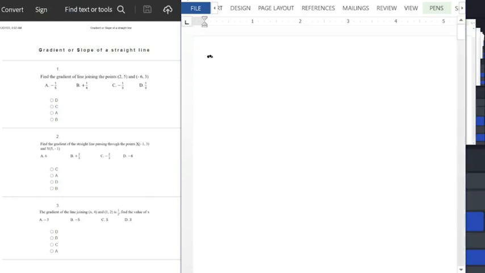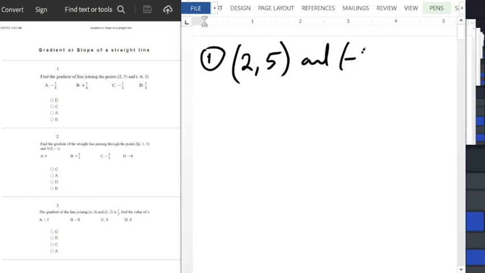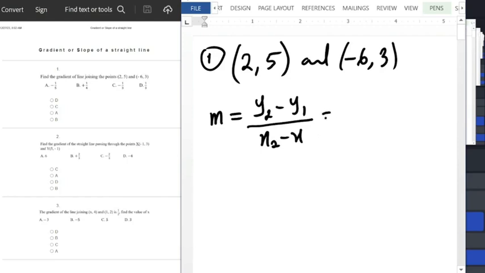The first question asks us to find the gradient of the line joining the points. We are given 2 points, (2, 5) and (-6, 3). So we're looking for the gradient. The formula for gradient, which is m, as we have discussed earlier in our lecture video, is y2 minus y1 divided by x2 minus x1. The first thing to do is let's label this: x1, y1, x2, and y2. So let's now put the values there.